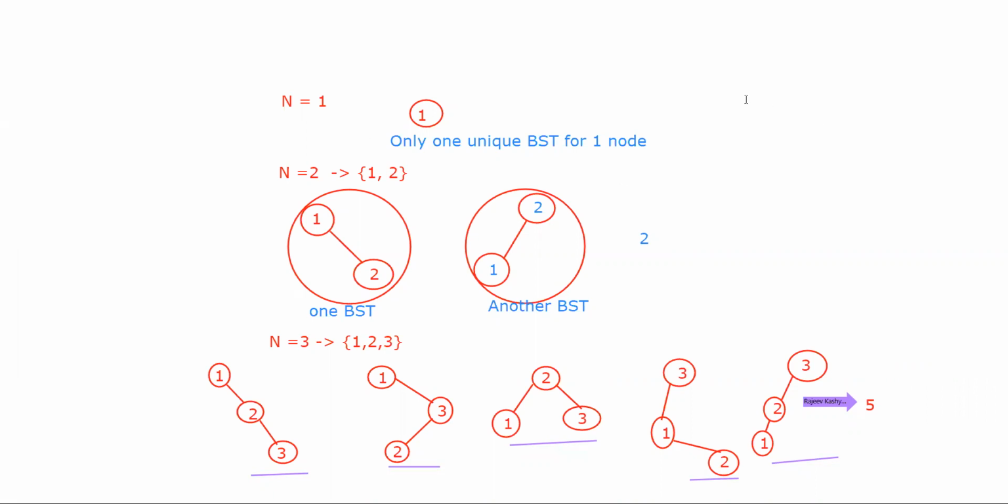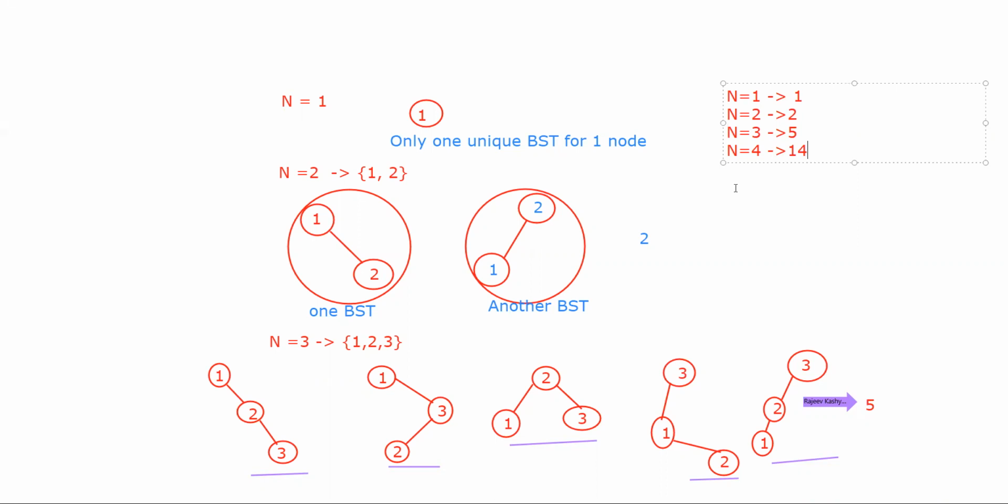If n is equal to 1, what we are getting is 1. Also n is equal to 2, what we are getting? 2. And also n is equal to 3, what we are getting here? 5. So likewise, if n is equal to 4, we will get 14. So likewise, we can find more numbers of BSTs.